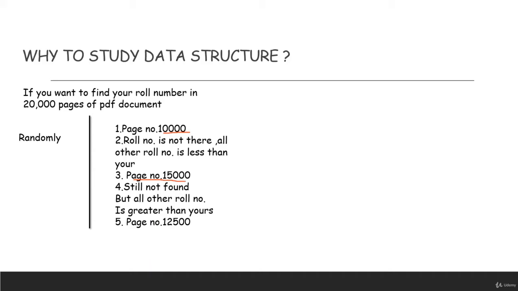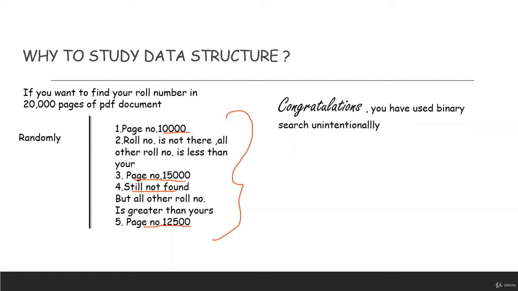That is, you will go to the page number 15,000. But still, if your roll number is not found, but you know that other roll numbers are greater than yours, then you will go to the page number 12,500. And likewise, this procedure is done till you get your roll number, right? And believe me, within 30 to 40 seconds, you will get your roll number very easily and quickly. So, congratulations, you have used binary search unintentionally. Yeah, binary search is one of the types of data structures.